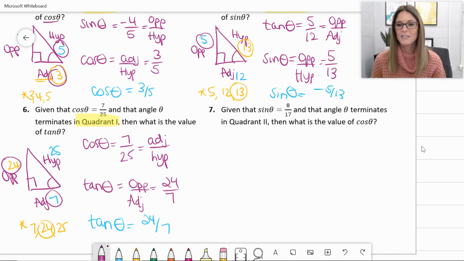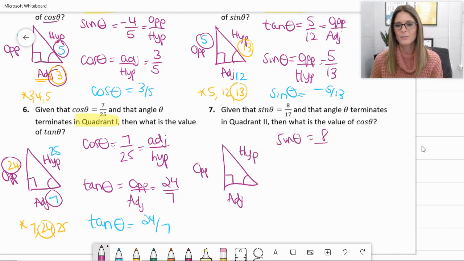And last one, number 7, given that sine theta is 8/17 and angle theta terminates in quadrant 2, what is the value of cosine theta? Sketching my same right triangle just so I can get my bearings. Here's opposite, adjacent, and hypotenuse. They gave us that sine theta is 8/17. Sine is opposite over hypotenuse. So going to my triangle, 8 is opposite, hypotenuse is 17.